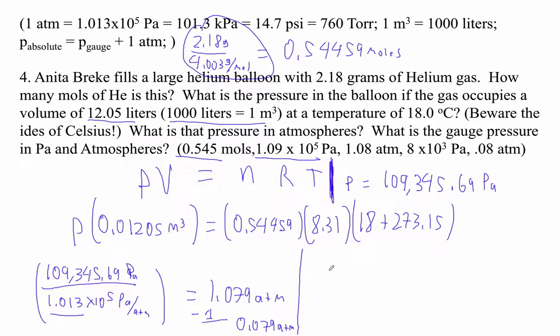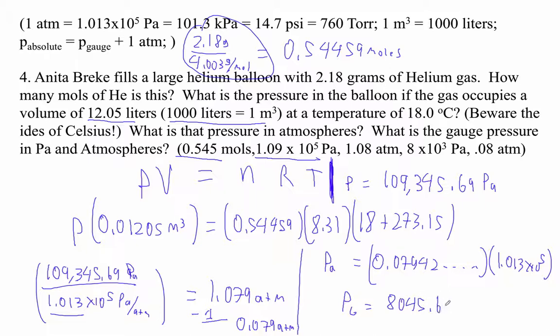Okay, and then let's figure it out in pascals. The gauge pressure in pascals is 0.079. That's the same number here, whatever's on my calculator, right? Times 1.013 times 10 to the 5th pascals. So this is atmospheres, right? This is pascals per atmosphere. This will give us pascals, right? So times 1.013 E5. And I get that the gauge pressure is 8045.69 pascals. All right. Poor Anita.